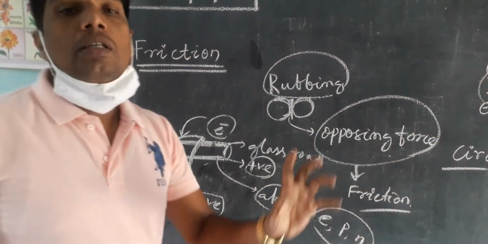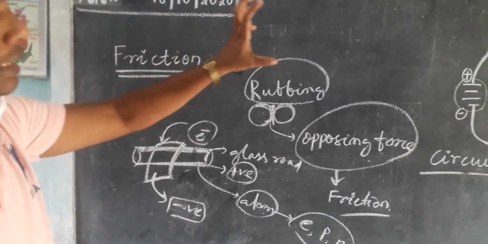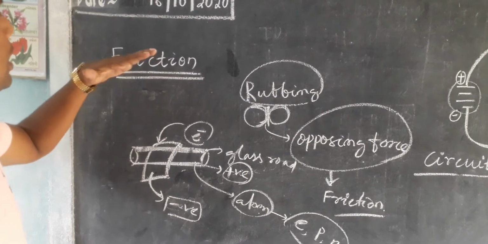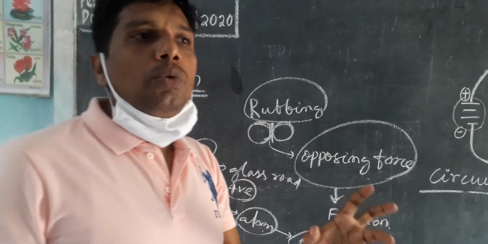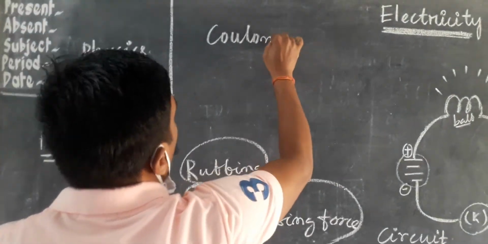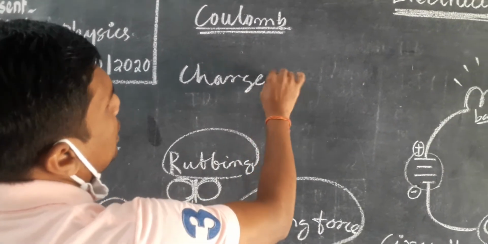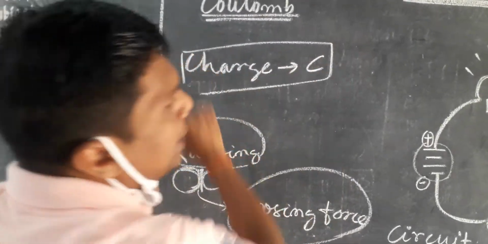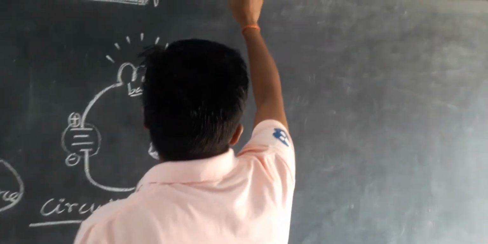This phenomenon you have learned in class 8. This electricity, that means the phenomenon of charge, comes from this concept. That concept is which one? Friction. And this concept was given by the scientist Coulomb. Therefore, the unit of charge is used in honor of this scientist, that is Coulomb, and it is denoted by C. See here, another thing, there are two types of charges.